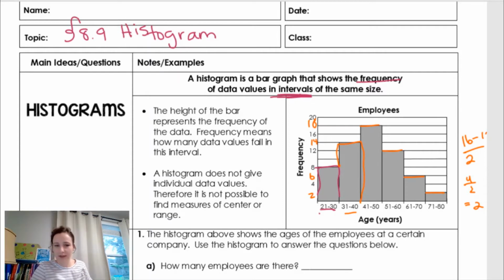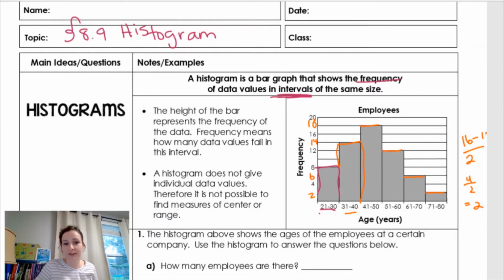years old. Now, keep in mind that on these graphs we don't know exactly how old the people are. I know that there are 18 people between 41 and 50 years old, but I don't know the exact ages, and that's okay. That's the difference between a histogram and something like a bar graph or a line graph.